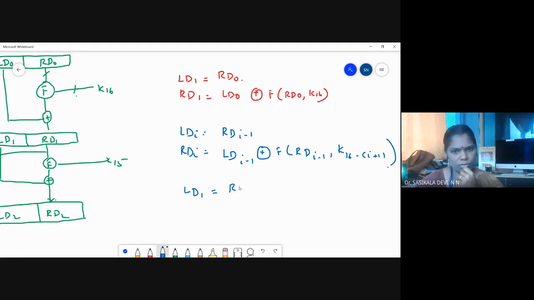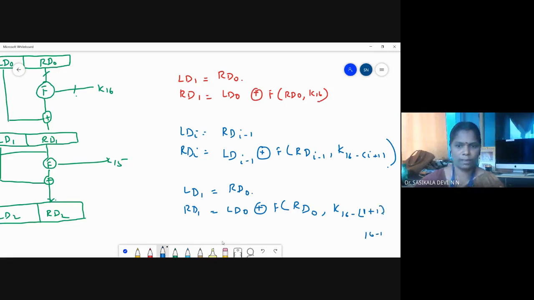LD1 is equal to RD0, and RD1 is equal to LD0 XOR with F of RDI minus 1. So RD0, comma K16 minus, what is I here? It's the round number. Okay, round is 1, 1 plus 1. So this will be 16 minus I plus 1. I'll make only one change here.